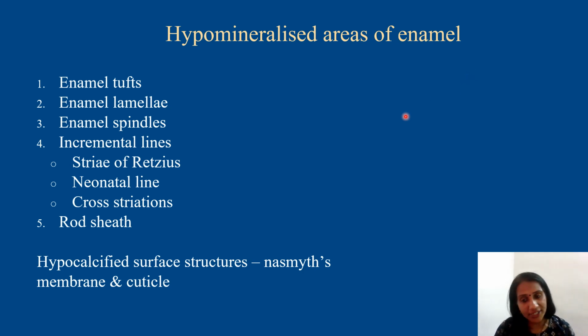So among what you studied, what are the hypomineralized structures? That includes enamel tuft, lamellae, spindle, all your 3 incremental lines, and rod sheath. These are the hypomineralized structures which you see within the enamel. On the surface of the enamel, you can see 2 more hypomineralized structures, that is Nasmyth's membrane or primary cuticle. Nasmyth's membrane or primary cuticle is a surface structure which is hypomineralized or not at all mineralized. Otherwise, within the enamel, these are the structures which are less mineralized.